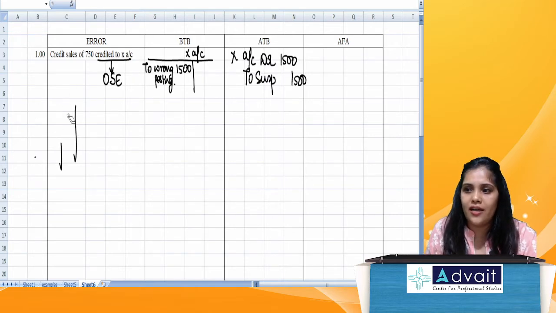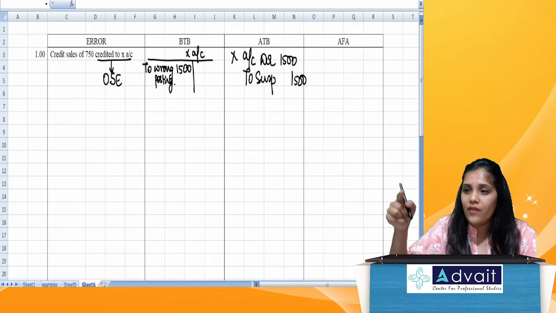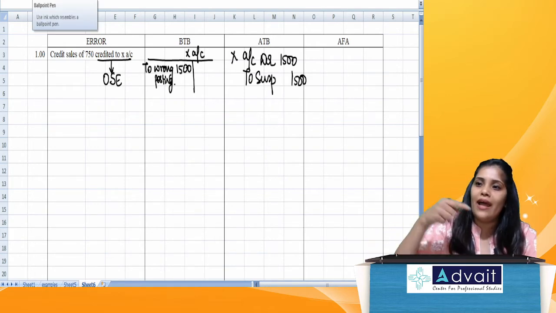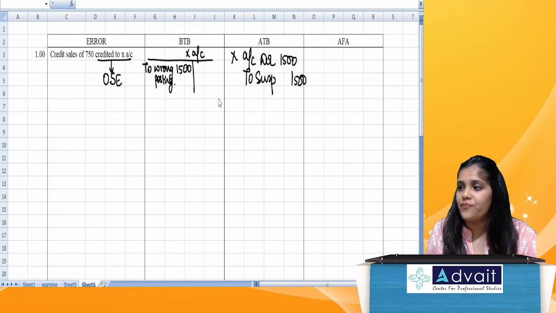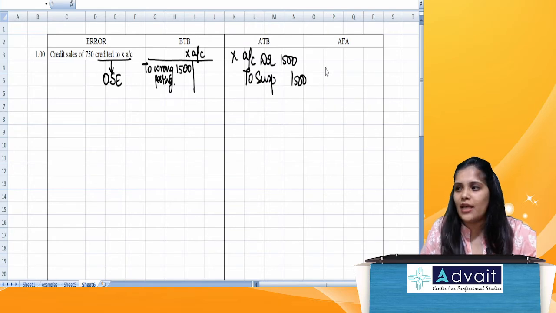Am I clear till here? Any doubt? Change the balance in suspense account? We will not change the balance in suspense account. We will pass the entry because of which the balance in suspense account will change automatically. Okay? Now, if it is in the next year, for now just accept the entry will remain the same.